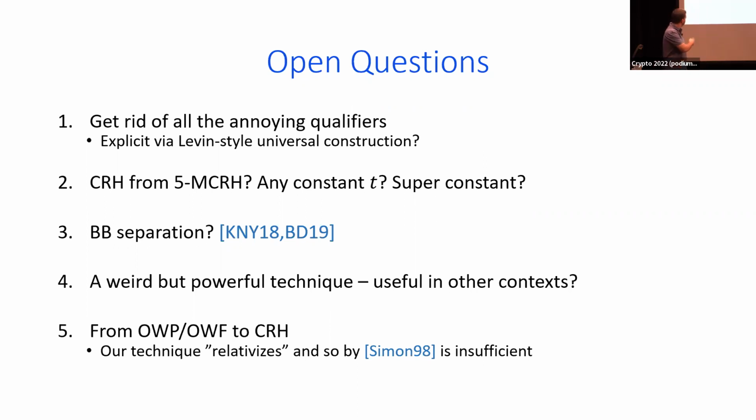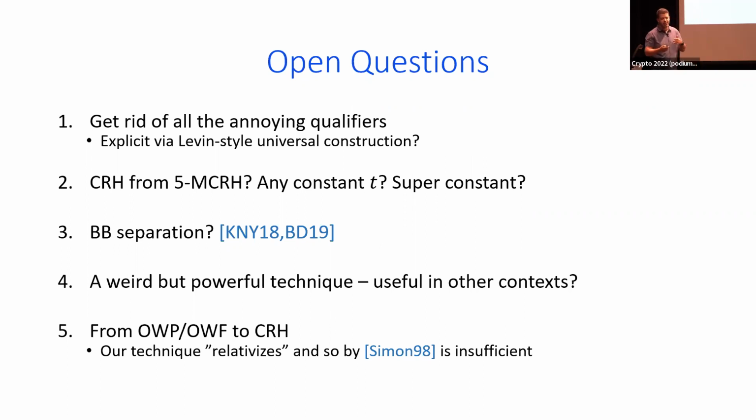And the last two are a little bit more out there. It seems like a strange but powerful technique, at least in our context. Can it be used in other settings? One place in which it would be very tempting to try is to resolve this huge open problem of getting collision-resistant hashing just based on one-wayness.